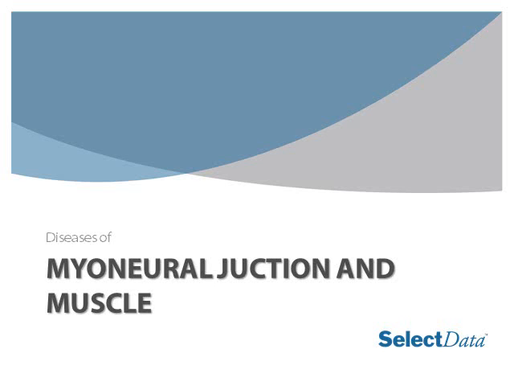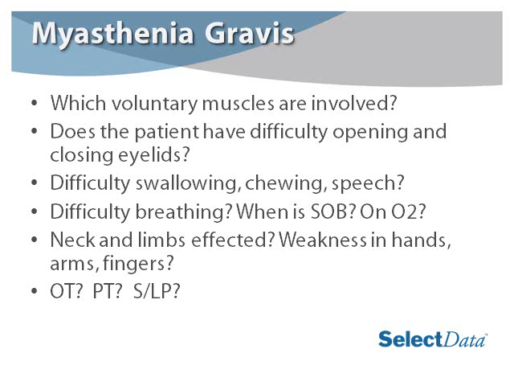Let's talk a little bit about myoneural junction and muscle diseases. Does your patient have myasthenia gravis? If so, we must now specifically note what voluntary muscles are involved. Does the patient have ptosis? Do they have difficulty with opening and closing their eyelids? Is it bilateral? Remember laterality in ICD-10.